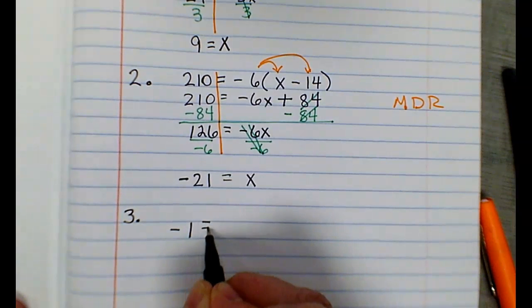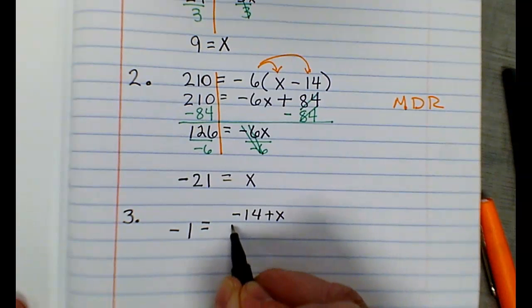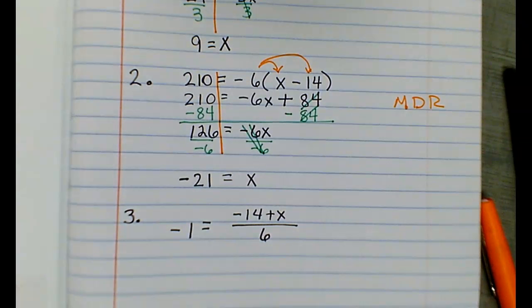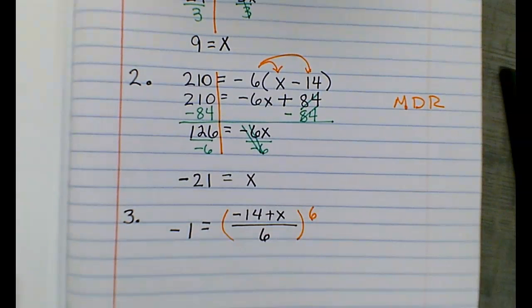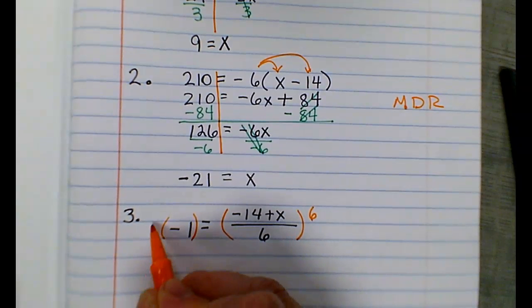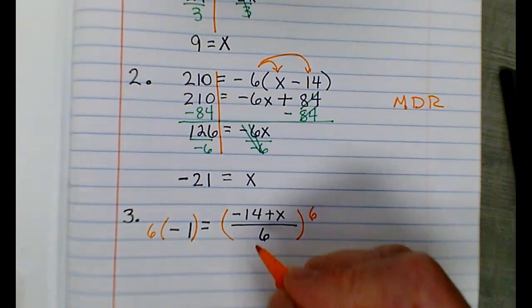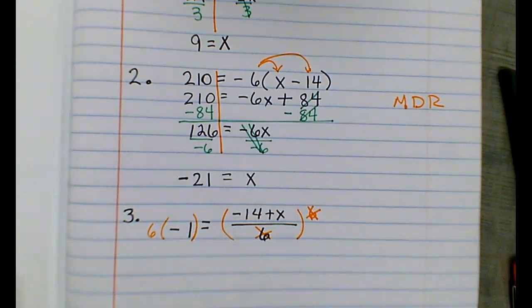Negative 1 equals negative 14 plus x divided by 6. That looks like a fraction. The way you get rid of a fraction is you multiply by the denominator. If I multiply by a 6 on this side, I need to multiply by a 6 on that side. The reason you multiply by a 6 is so that you can cancel out the 6.